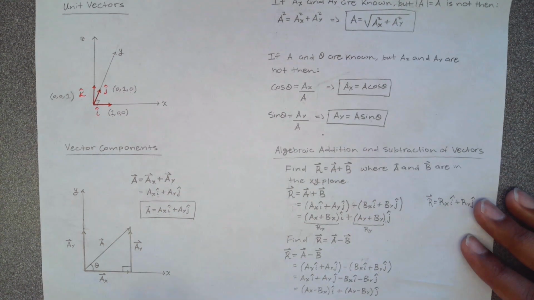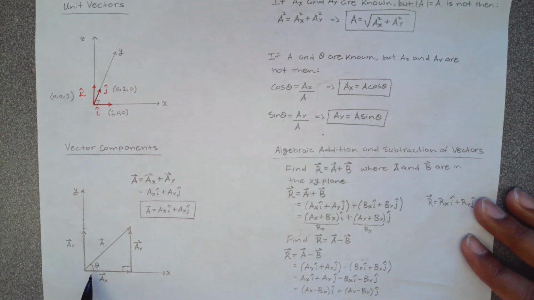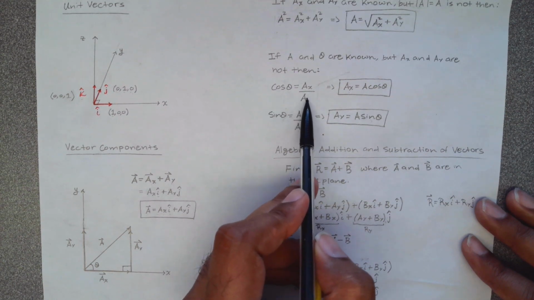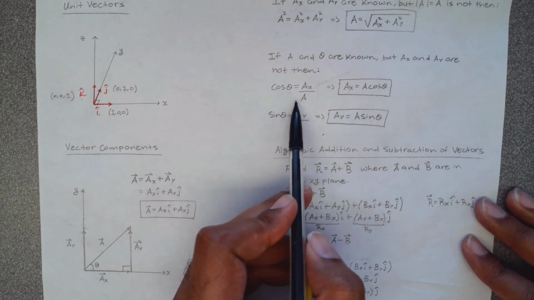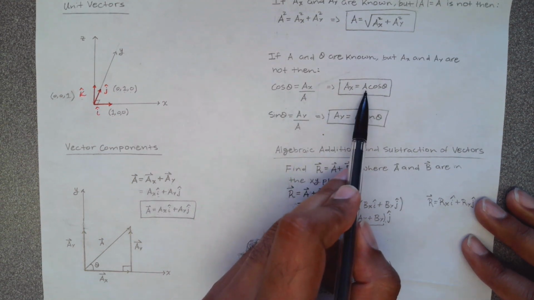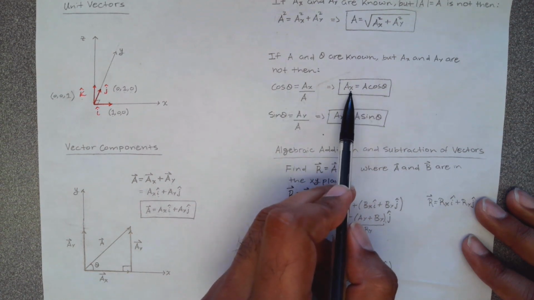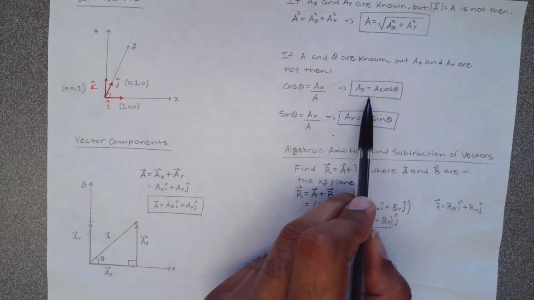So if you look at this triangle, and if you determine the cosine of theta, the cosine of theta is the adjacent side over the hypotenuse. So adjacent over hypotenuse, that's going to be ax over A. Since I know A and I know theta, then I know the cosine of theta. So then ax is just A cosine of theta. I just multiply both sides by A, and I get that the x component is A cosine of theta.